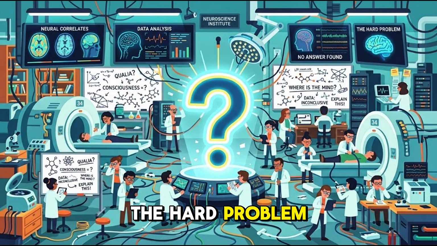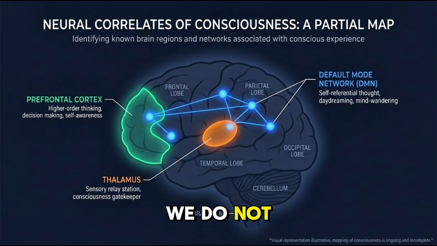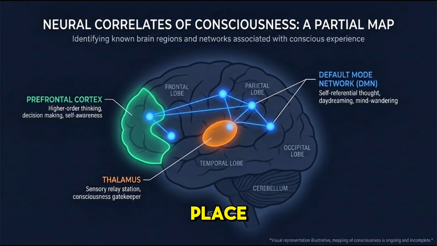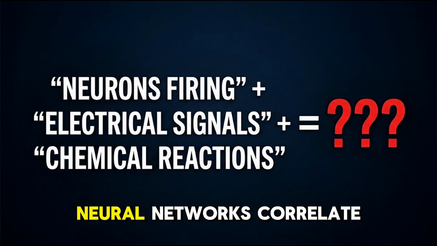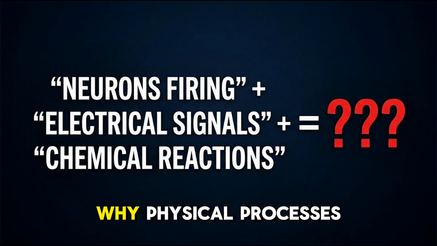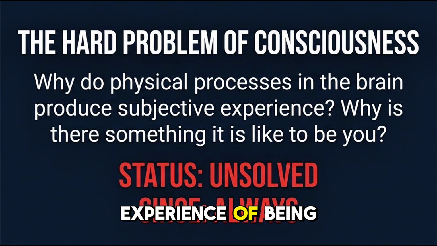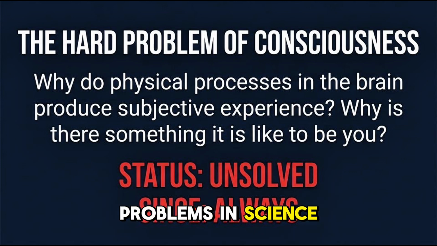The hard problem. Here is what makes anesthesia so disturbing to neuroscientists. We do not fully understand how consciousness is produced in the first place. We know which brain regions are involved. We know which neural networks correlate with awareness. But the precise mechanism, why physical processes in neurons produce the subjective experience of being you, remains one of the greatest unsolved problems in science.